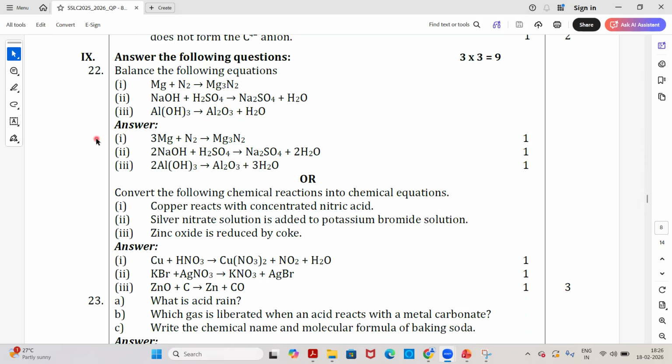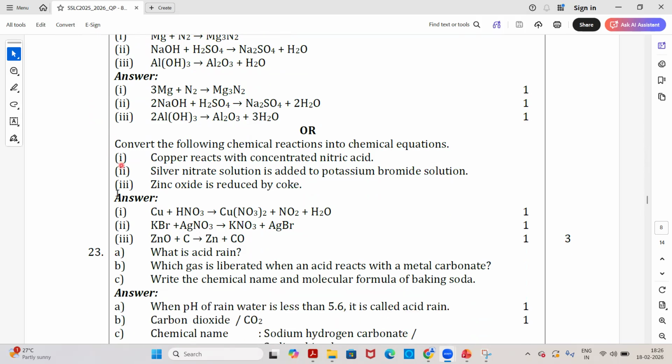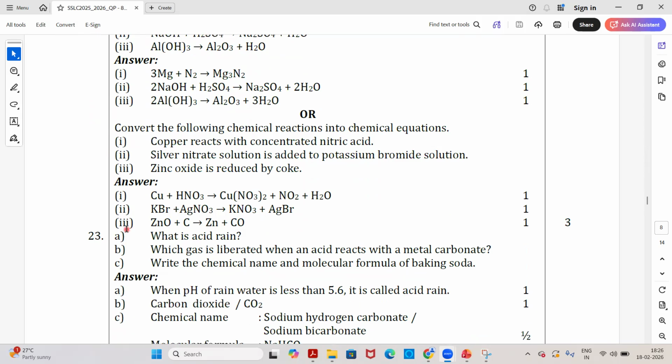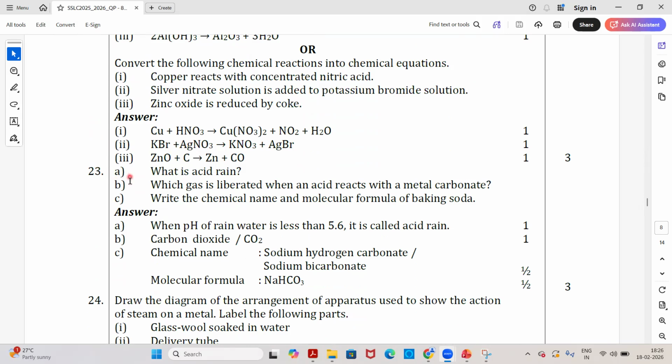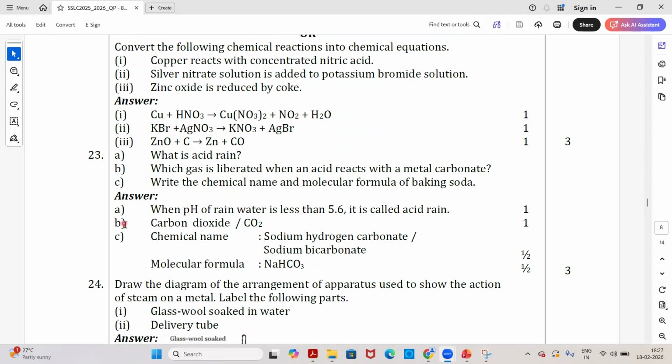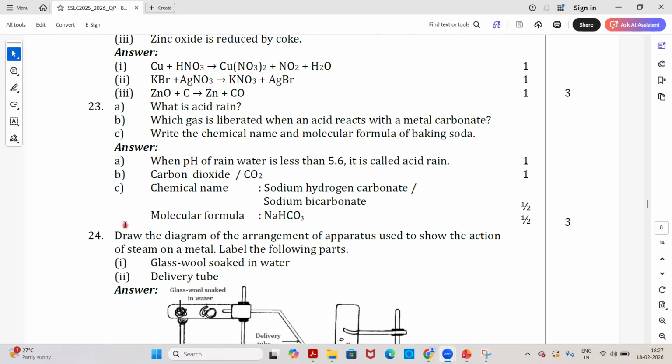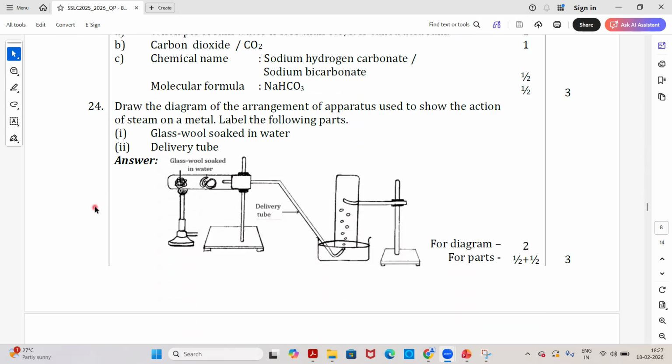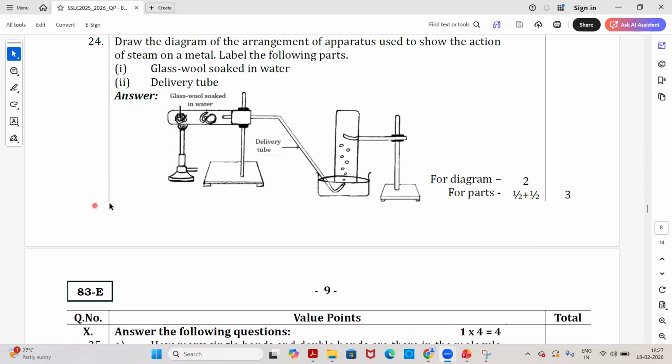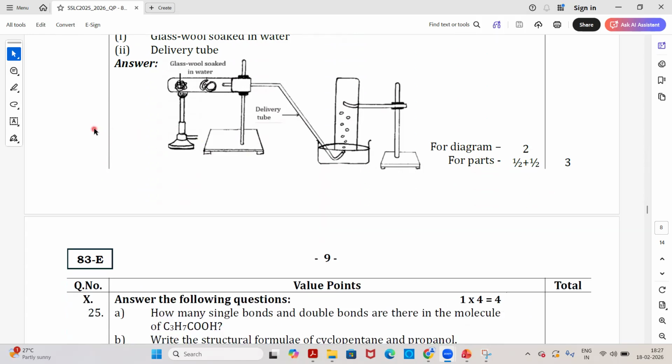Next, we have balance the following equation. So these are the questions, and these are the answers for it, 3 questions and 3 answers. Next question, 23rd, has 3 sub questions and the answers are given over here. And then you have draw the diagram. Answer is here. Again, for the diagram, 2 marks. For labeling, you have half a mark each.